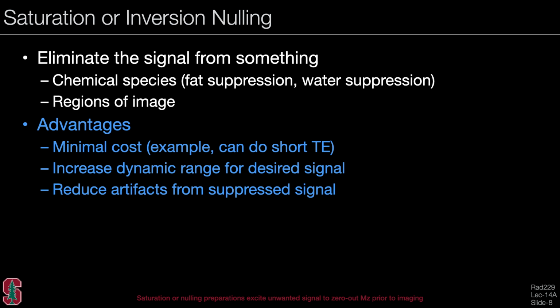The advantages of suppressing a signal is first that it can often come at minimal cost to the rest of the sequence. So if you've removed a tissue, you can still do a short echo time with the rest of your sequence, as we'll see. Another advantage is if you remove a signal like fat, you can increase the dynamic range for the desired signal. Furthermore, if a tissue like fat is causing artifacts, you can reduce the presence of these artifacts by suppressing the signal that is causing them.